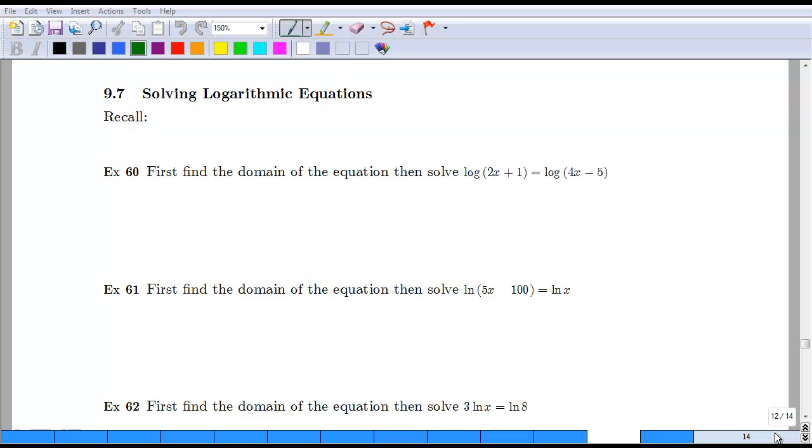This is the lesson for section 9.7, which is the last section we will be covering in chapter 9. And for this lesson, we will be solving logarithmic equations.